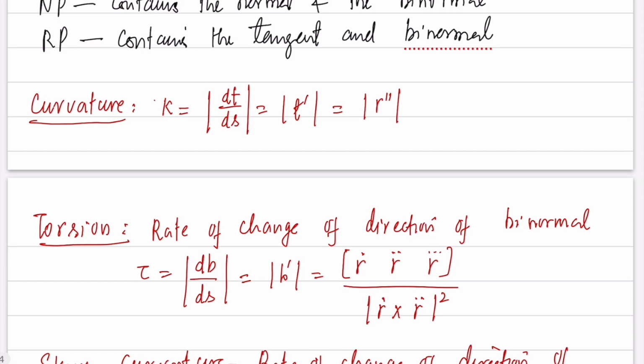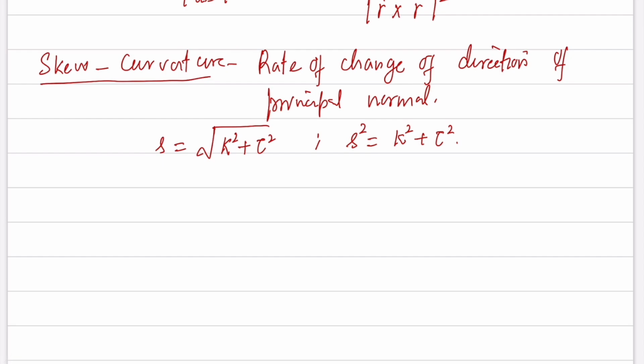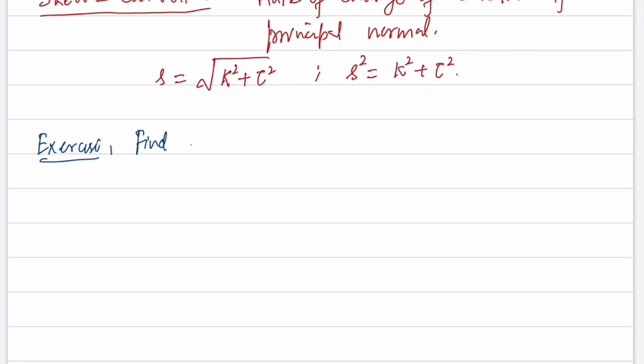Now let's also write down the formula for evaluating the curvature. The curvature is most of the time evaluated using the formula: the modulus of r dot cross r double dot, divided by the modulus of r dot whole cube. Now using these three definitions, let's evaluate the curvature, torsion, and the skew curvature for a given curve. Let's take an exercise. Find these three parameters, curvature, torsion, and skew curvature, for the parametric curve r of t equal to (t, t square, t cube).